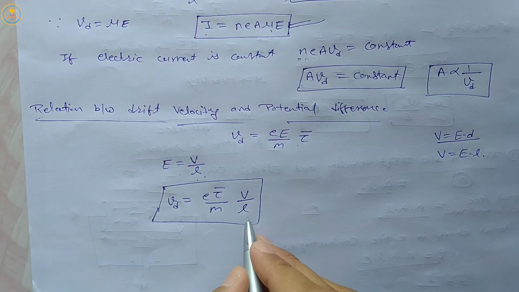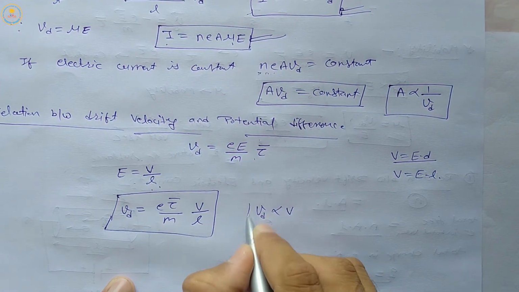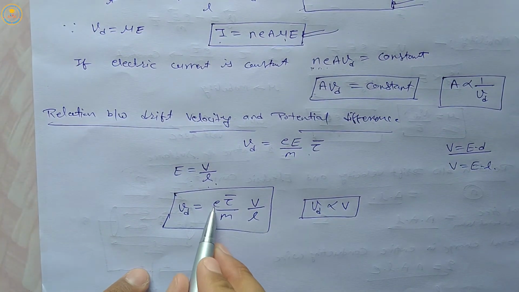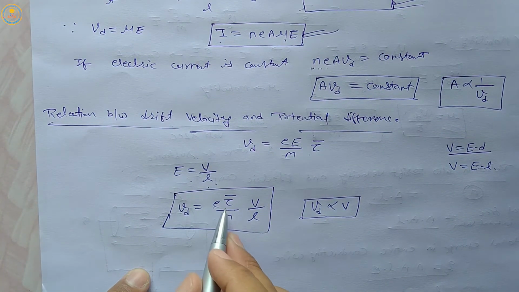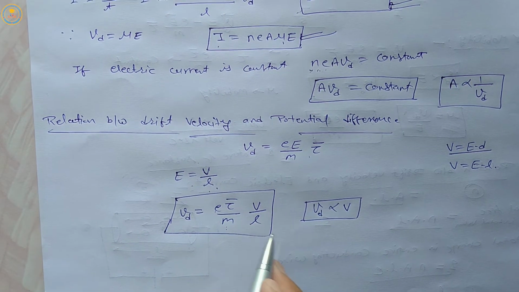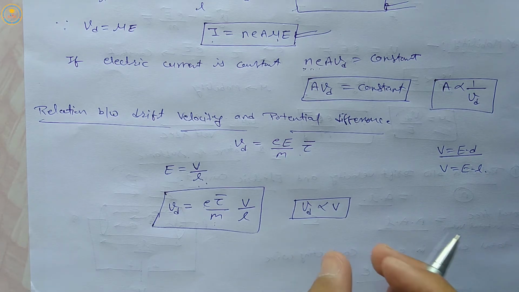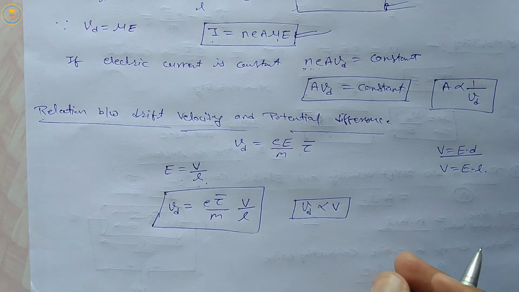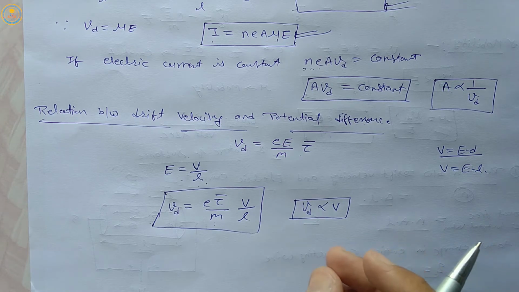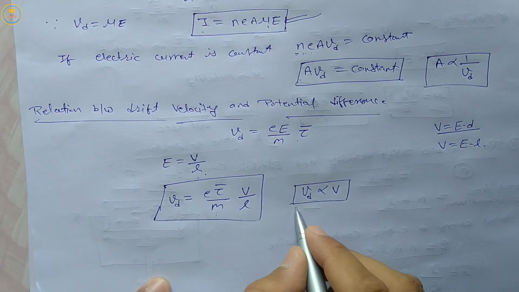For a constant length of conductor, VD is directly proportional to V, because here the charge of the electron and the mass of the electron are constant, and tau bar, the mean relaxation time for a specific metallic conductor, is also constant, and L, the length of the conductor, is a constant quantity. Then VD is directly proportional to V. We can say drift velocity is directly proportional to the potential difference applied to the ends of a conductor.